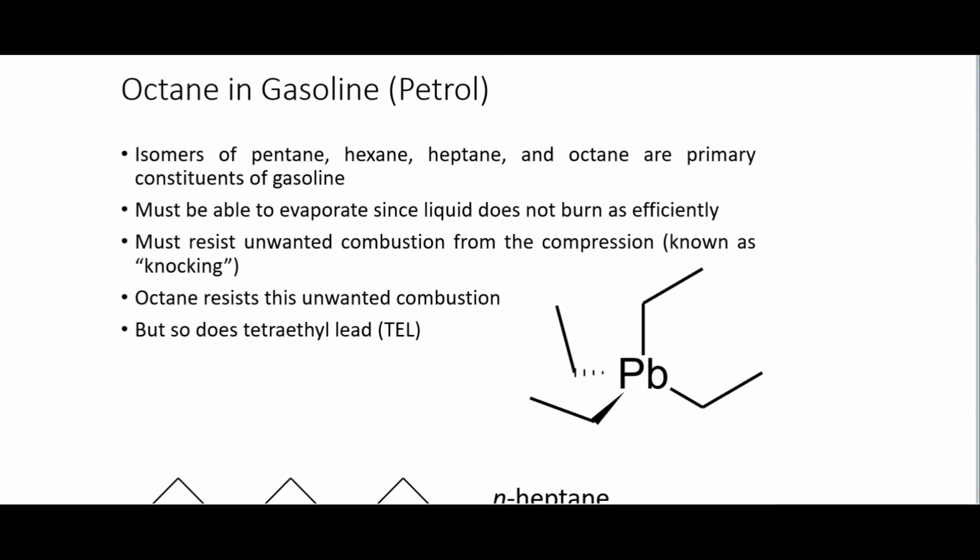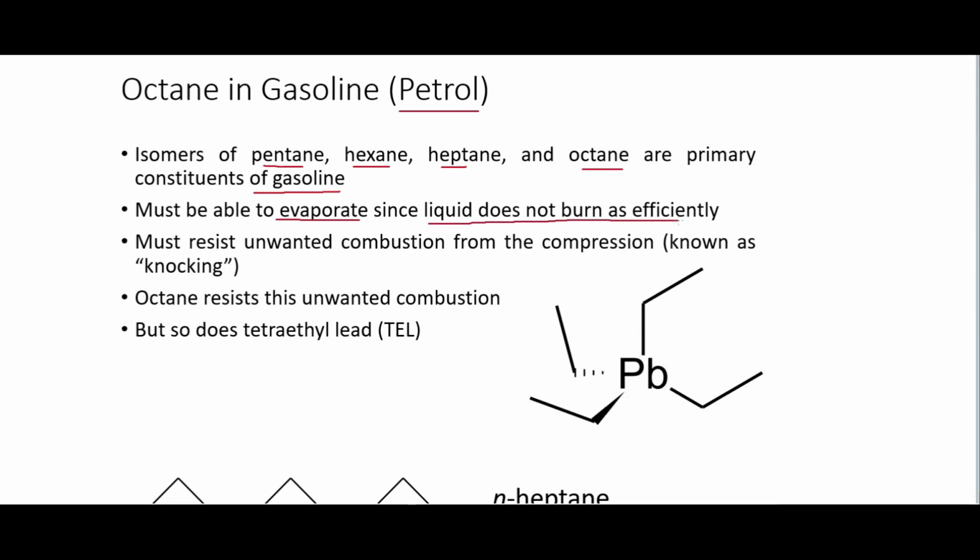So a place where you will probably see these kinds of things in everyday life is in the octane of your gasoline, as we call it here in America, or petrol, as it's often called elsewhere in the world. So the octane rating of your petrol or gasoline has to do with essentially how much octane is in your fuel. So we have isomers of pentane, hexane, heptane, and octane as the primary constituents of our gasoline or petrol. So they must be able to evaporate since the liquid does not burn as efficiently.